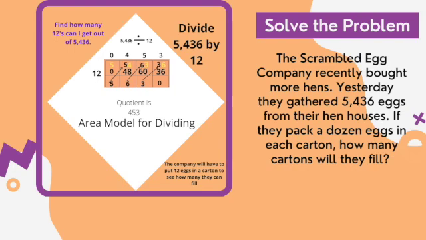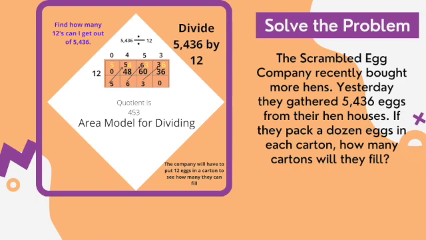Now, how many 12s can we get out of 54? If we multiply 12 times 4, that equals 48. We're going to place the 4 over the 54, then subtract 54 minus 48, which gives me 6 left over. That 6 now moves over to the 10 spot, and that place becomes 63.